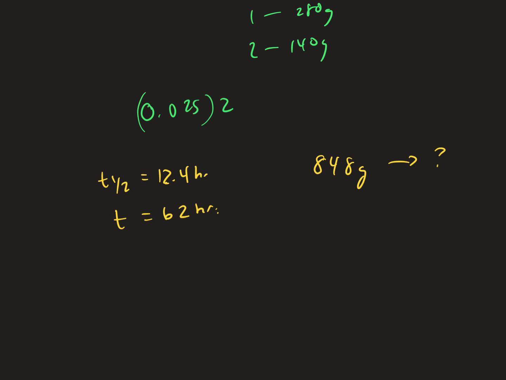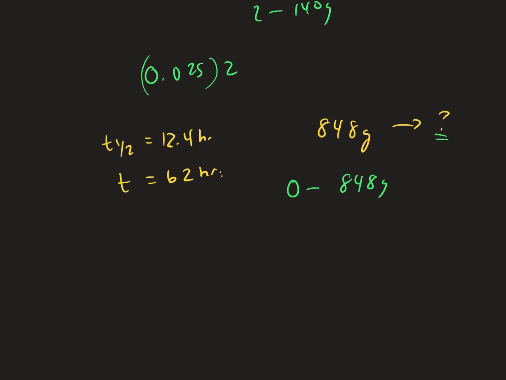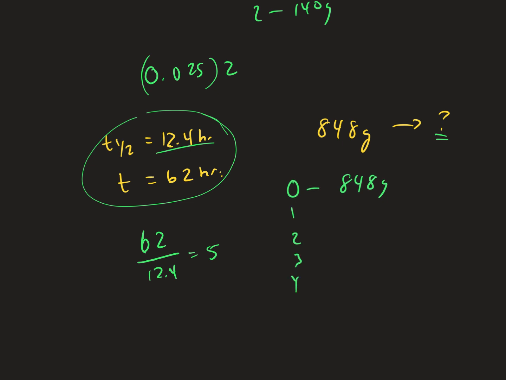So I can start it the same way. At time 0, how much do I have? 848 grams. We don't know how much we have at the end; we've got to figure that out. Can we figure out how many half-lives we have? Yeah, total time of 62 hours divided by each half-life, 12.4 hours. And what is that? 5? So we're going to go 1, 2, 3, 4, 5. We're going to cut this in half 5 different times.